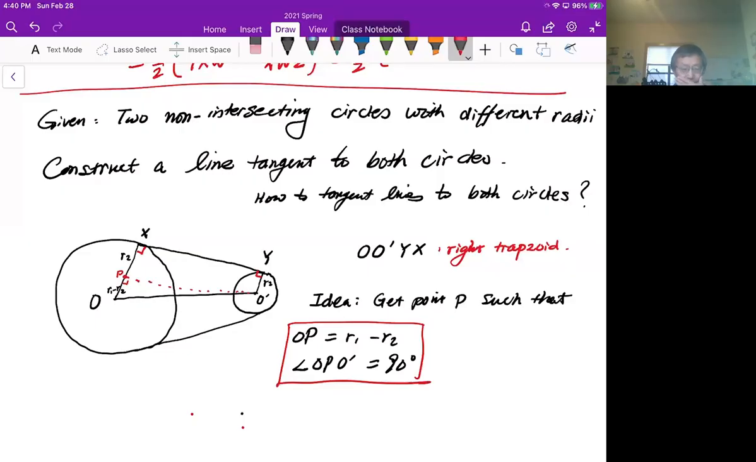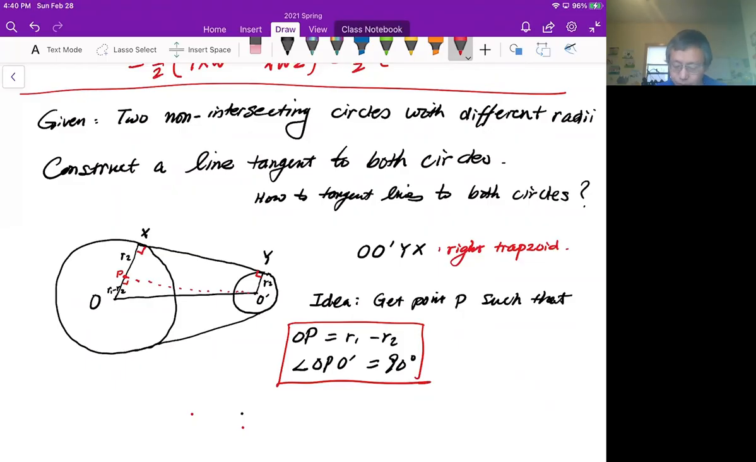The important thing is that I want to find a P here. How would I find that P? Well, I'm going to show you later. But that P should have the following two conditions. OP should be R1 minus R2, the difference of the two radii. And on the other hand, the angle here must be a right angle. How can I do that? Yes, you can do it.